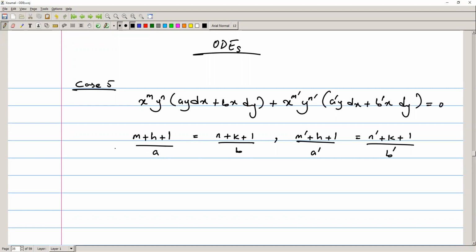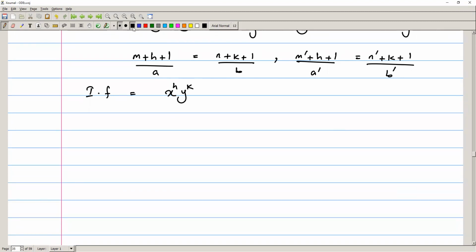So by using these equations, we can find h and k, and then the integrating factor may be given by x to the power h and y to the power k. So this is the idea of these type of equations, and we'll take some examples to understand what's going on here.